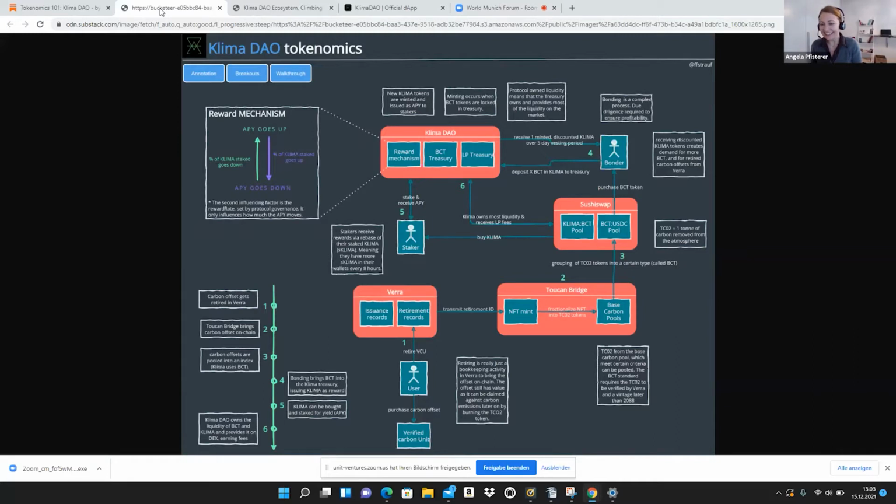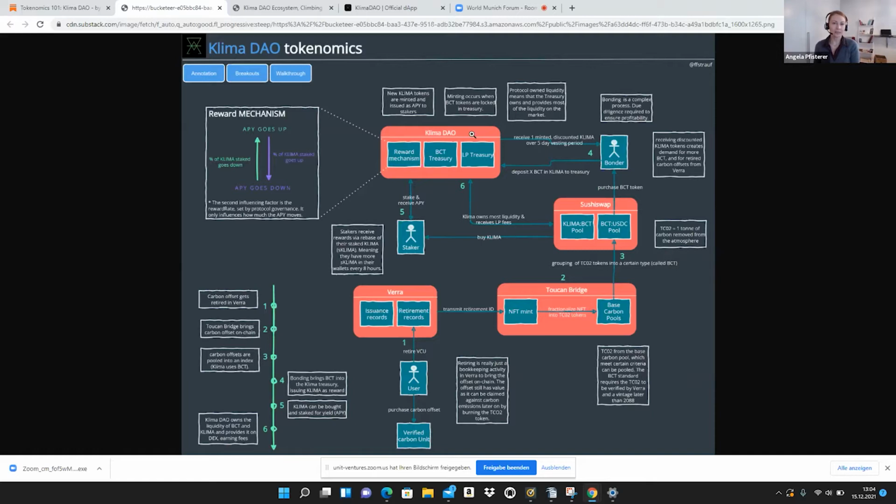So this is, as I said, a diagram from Florian Strauff, and I would like to guide you through the key terms, the participants, and the DeFi mechanism, especially when it comes to this part here, the Treasury. So let's start with KlimaDAO. KlimaDAO is a decentralized autonomous organization. And what they have done is set up a currency backed by something.